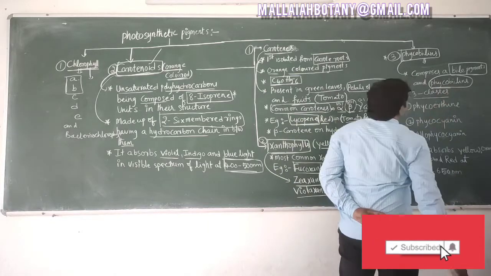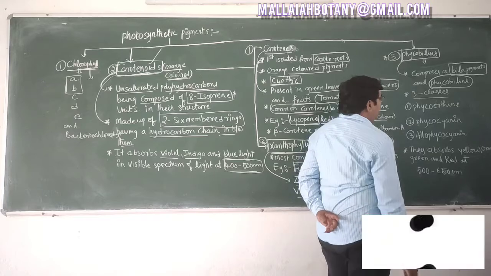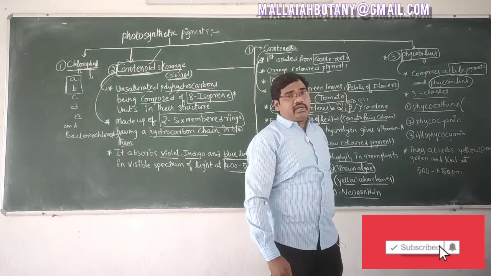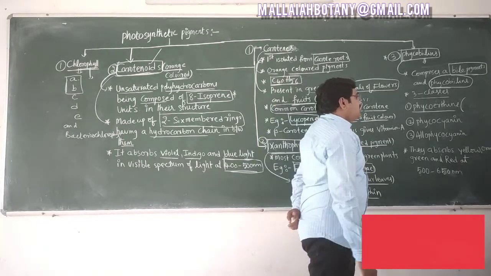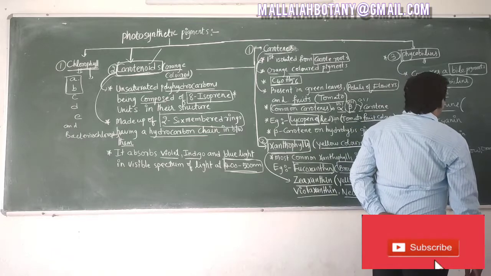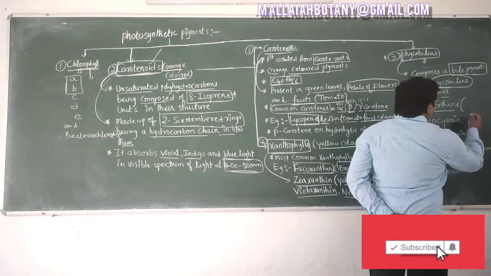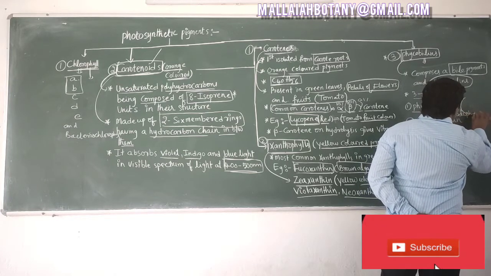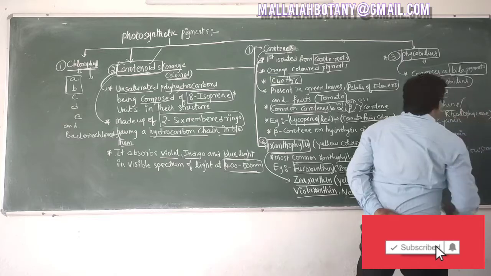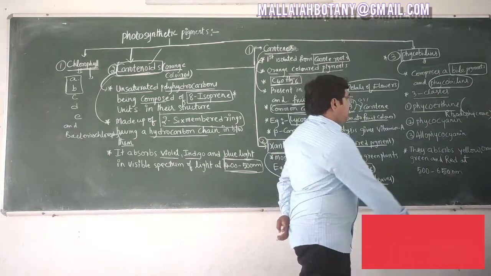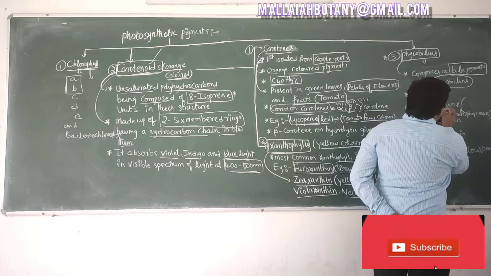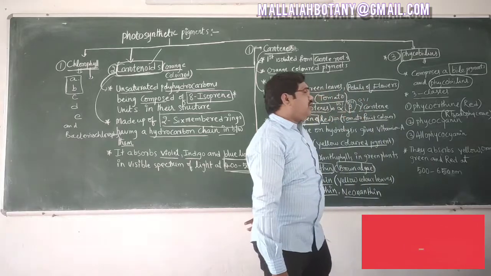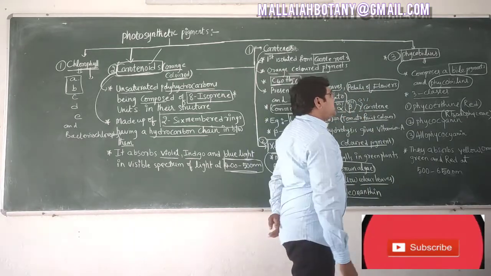Next, in our plant kingdom, phycobilins generally have three classes. The first one is phycoerythrin. Phycoerythrin is a red colored pigment. Phycoerythrin is the dominant photosynthetic pigment in Rhodophyceae members in algae classification. It is the red colored pigment and the dominant pigment in the Rhodophyceae members.